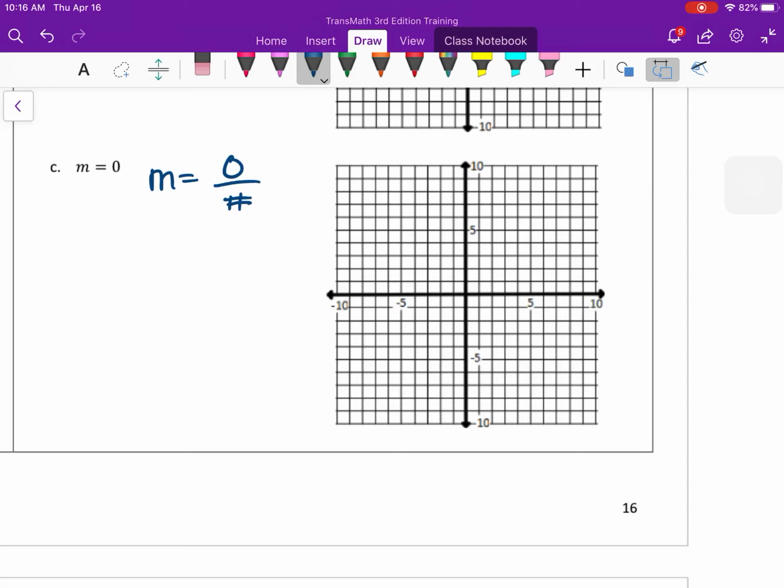So if I start at, let's start at the point 0, 5 this time. And then I go up 0 over 5. Up 0 over negative 5. And you're just going to end up with a horizontal line, the slope of 0. So that is what it would look like.